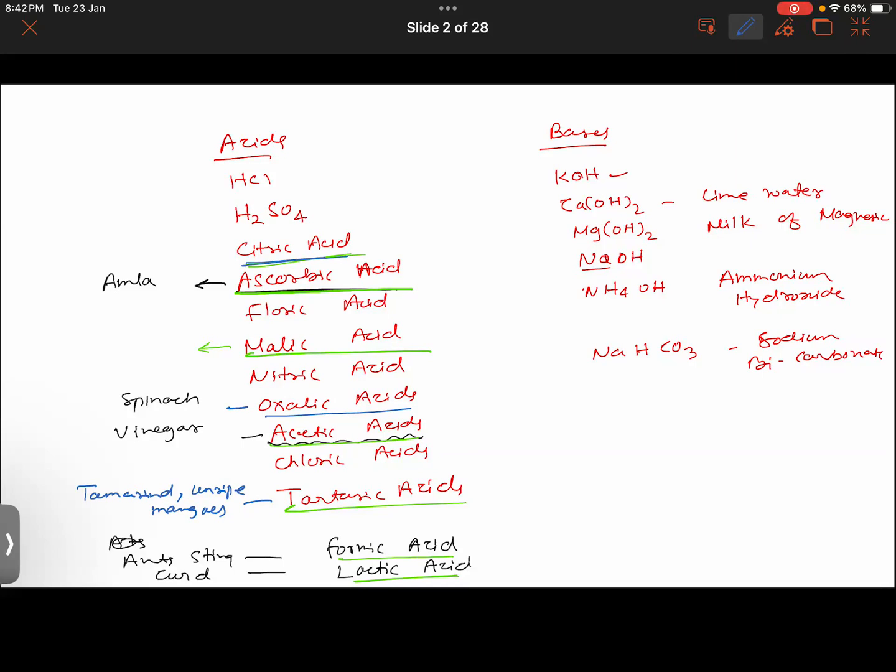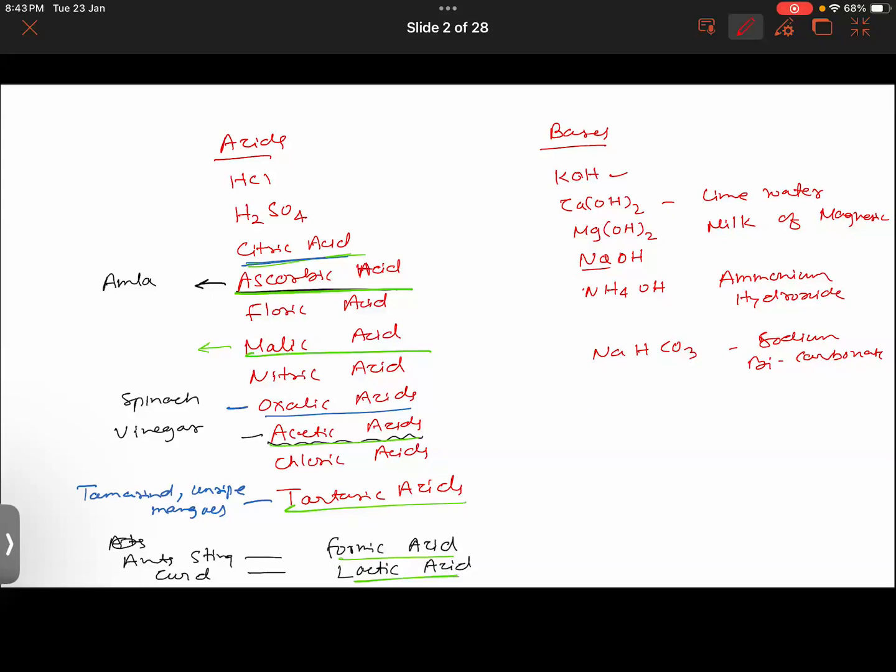Now, the acids which we studied in the chapter, how do we define an acid? As you guys have mentioned, it will have a sour taste, right? Acidic substances contain acid in them. By the way, some of the acids do not cause harm to our body. Why is it so?